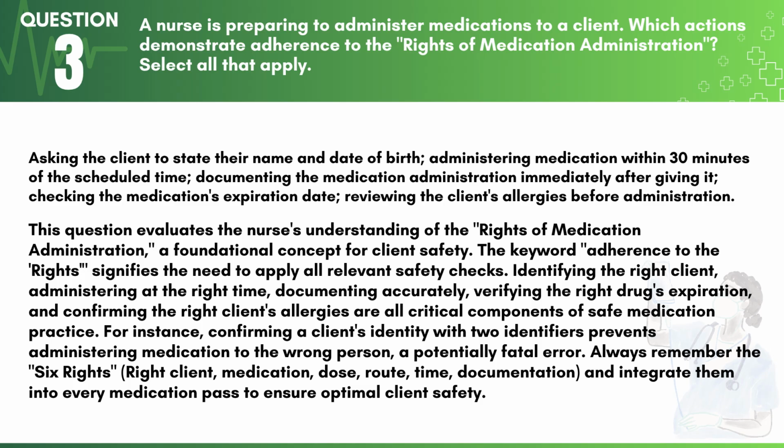Identifying the right client, administering at the right time, documenting accurately, verifying the right drug's expiration, and confirming the right client's allergies are all critical components of safe medication practice. For instance, confirming a client's identity with 2 identifiers prevents administering medication to the wrong person, a potentially fatal error. Always remember the 6 rights: right client, medication, dose, route, time, documentation, and integrate them into every medication pass to ensure optimal client safety.